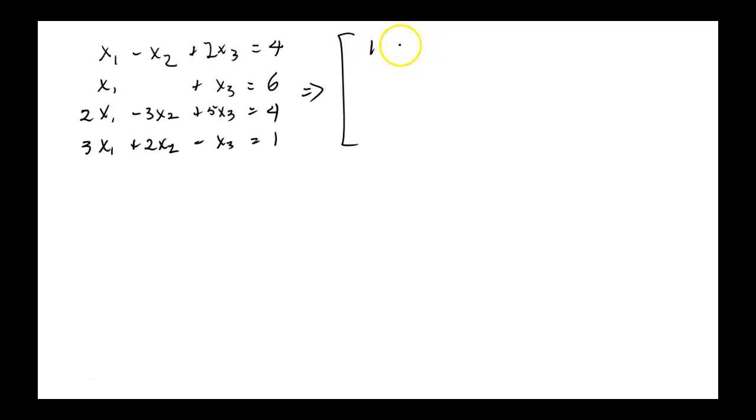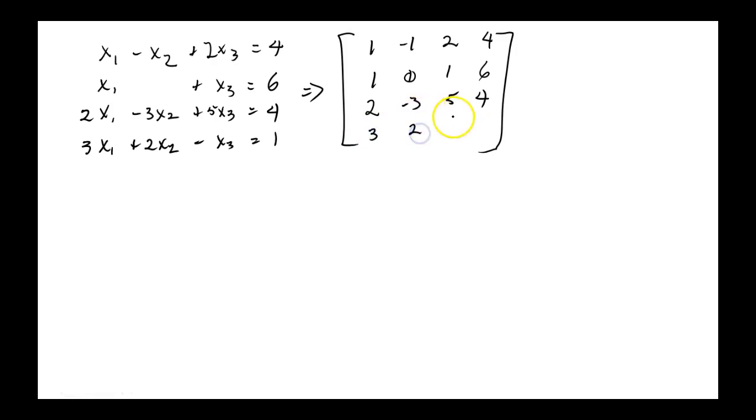1, -1, 2, augmented would be 4. Okay, next. 1, 0, 1, 6. Next. 2, -3, 5, 4, and last. 3, 2, -1, 1. Done.